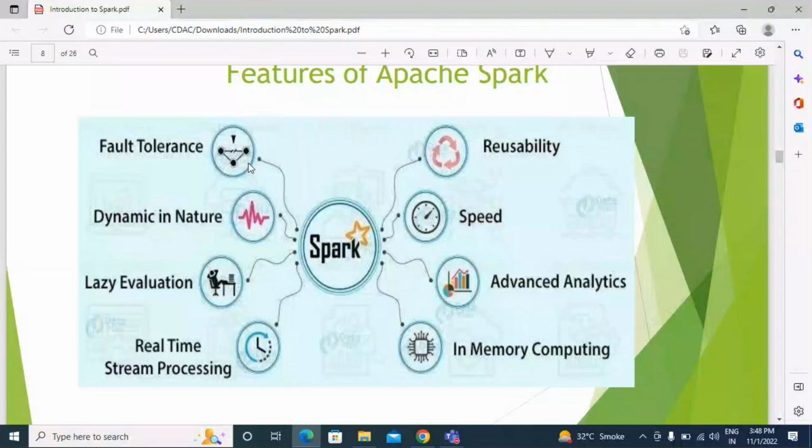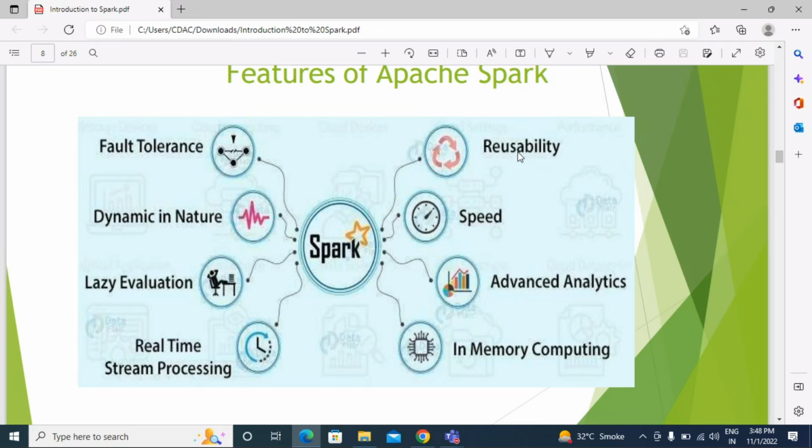MapReduce में ऐसा नहीं था. अगर आपका एक प्रोग्राम फेल होता है तो आपको again वापस से starting से restart करना पड़ता है, starting से execution करना पड़ेगा. उसी पॉइंट से दोबारा execution नहीं start कर सकते. ठीक है, so this is what the fault tolerance is.